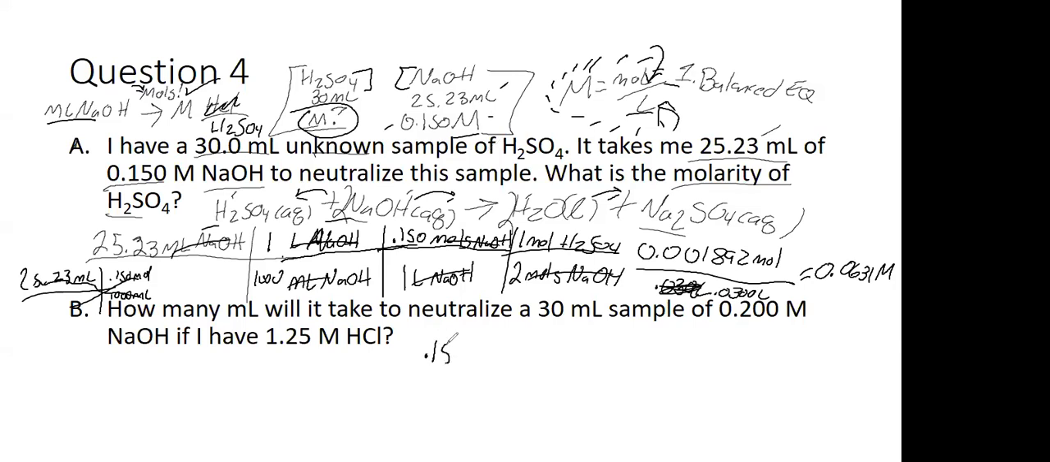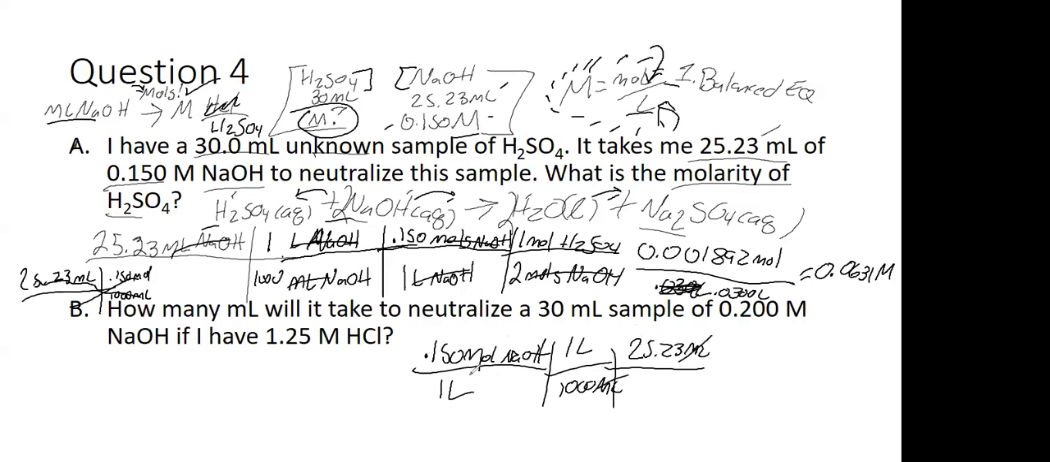So if I did 0.150 moles of NaOH per 1 liter, and I convert that into milliliters, then you could go, well, that's 25.23 milliliters of NaOH. Things cancel out. I'm left in moles of NaOH. Then you'd have a blank space here, which is okay. I just find that to be awkward if it's in the middle of the train tracks. So I'll try to have a blank space at the very beginning.